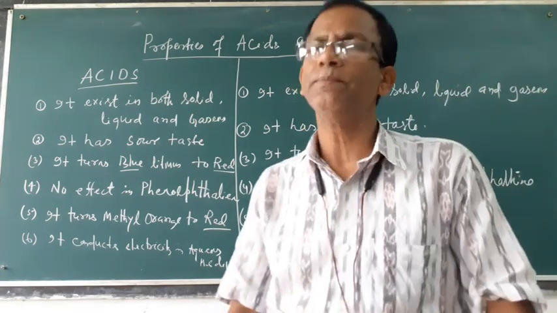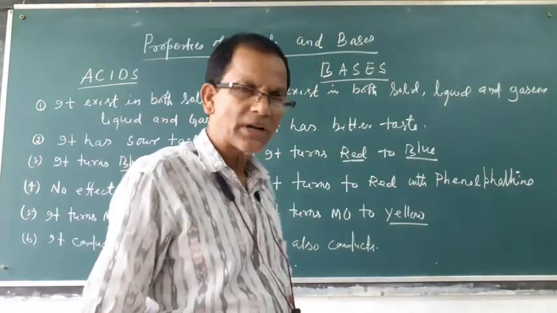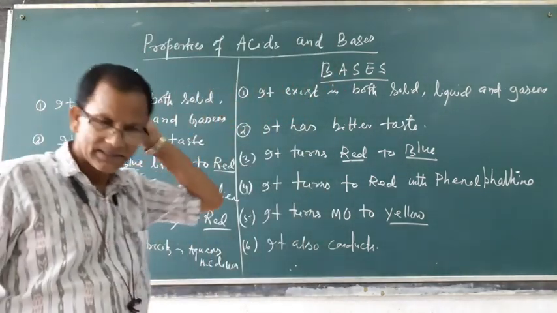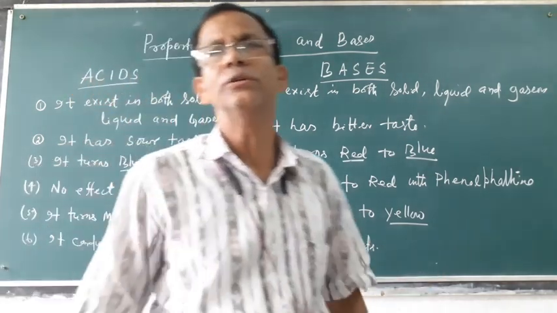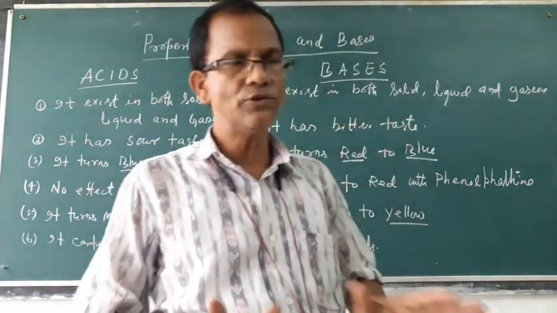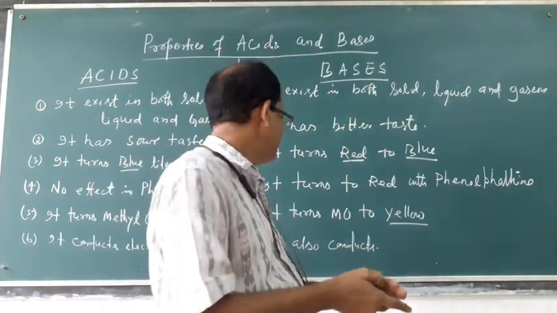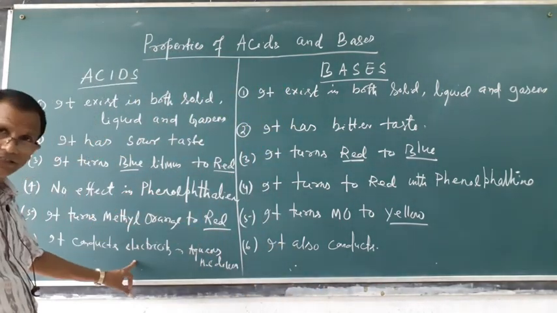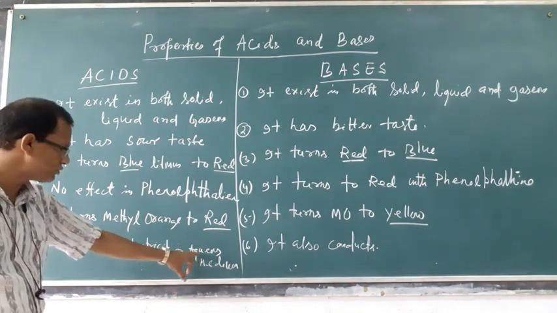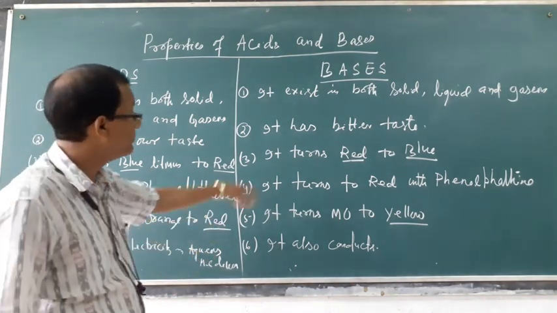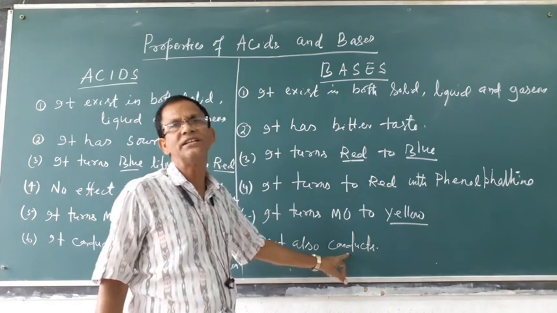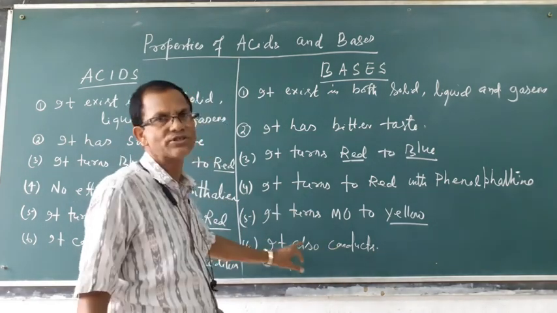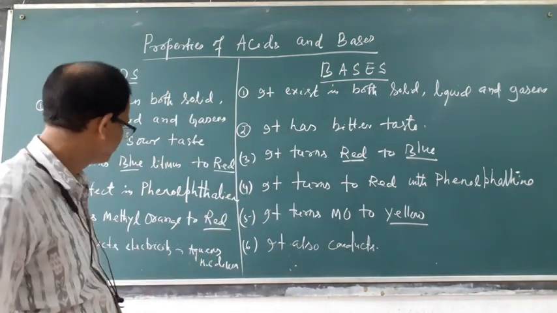So this is the very important identification of acid and base. Another important property of acid and base is that all acids and bases are almost water soluble. When they dissolve in water, they conduct electricity. Acid also conducts electricity in aqueous medium, aqueous means water soluble, and base also conducts electricity in aqueous medium. These are the two very important common characteristics of acid and base.